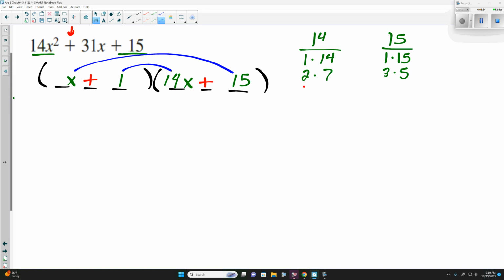X times 15 is a positive 15x. We could write the plus in front of it. We don't need it. 1 times 14x is going to be positive 14x, which gives us a 29x. We're close, but that's not quite it. So we need to switch something. We can switch the 1 and 15 and have it as 15 and 1.